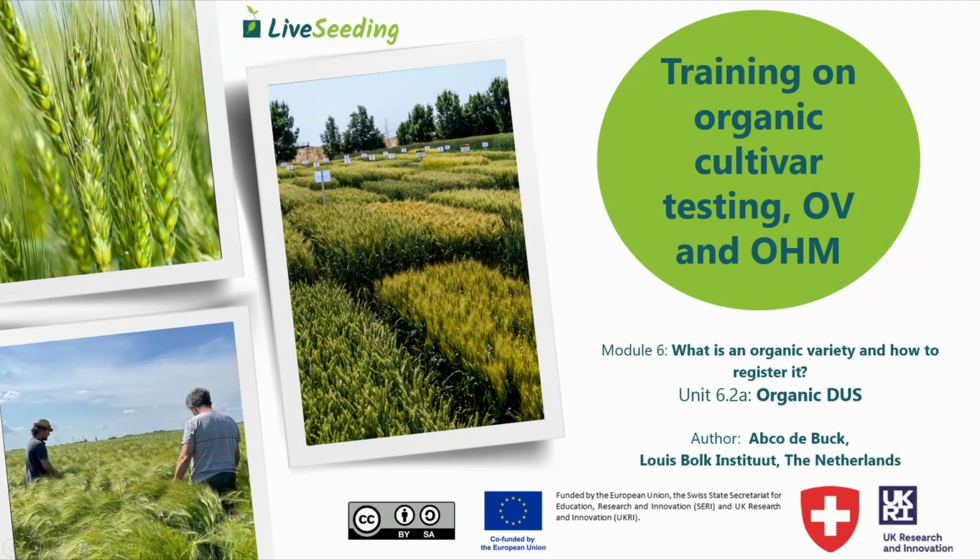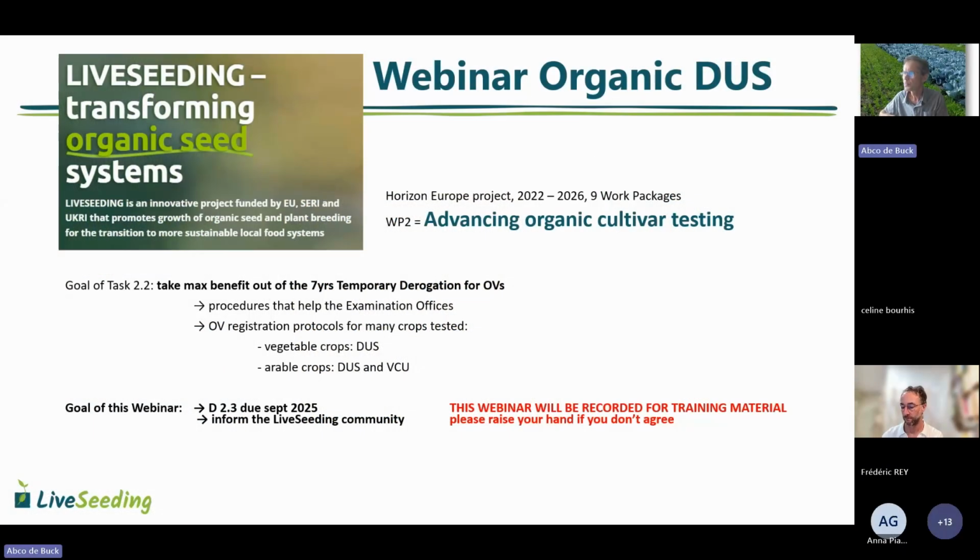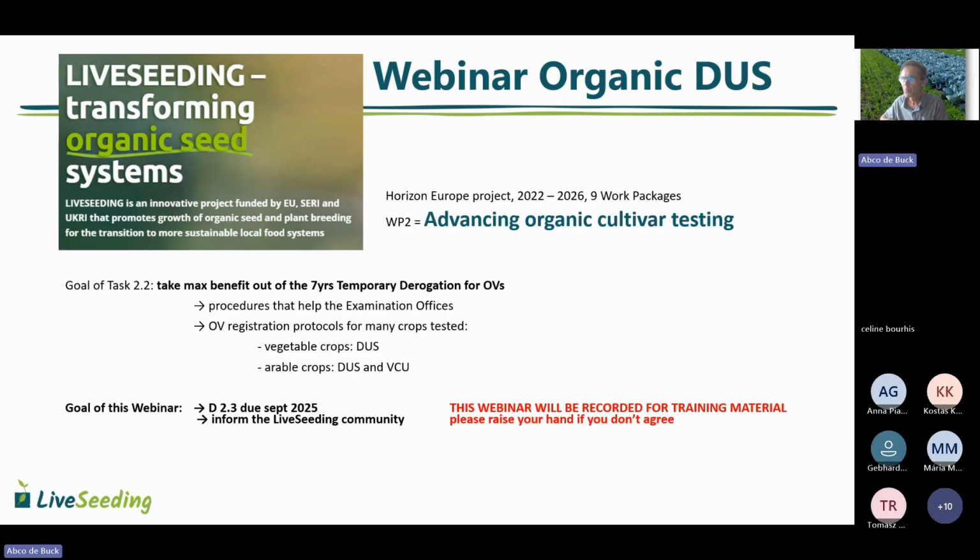This webinar is organized in the frame of LIVESEED. It is a Horizon Europe project, as everybody knows. We are working within work package 2, advancing organic cultivar testing, task 2.2. The goal of task 2.2 is to take the maximum benefit out of the 7 years temporary derogation for organic varieties.